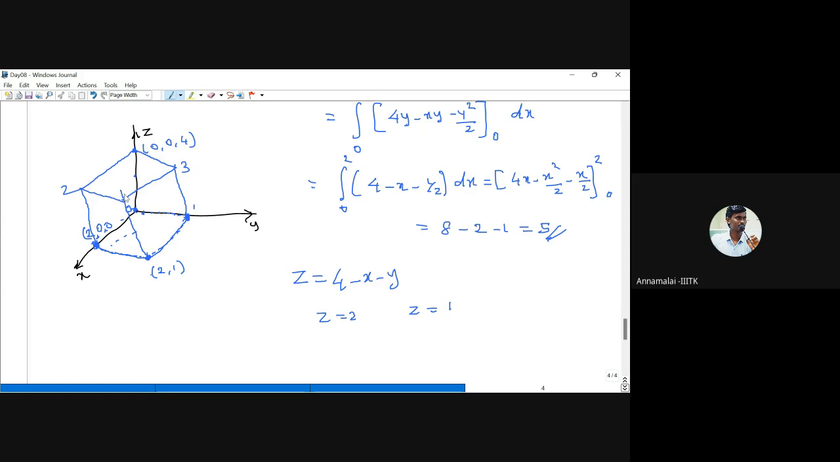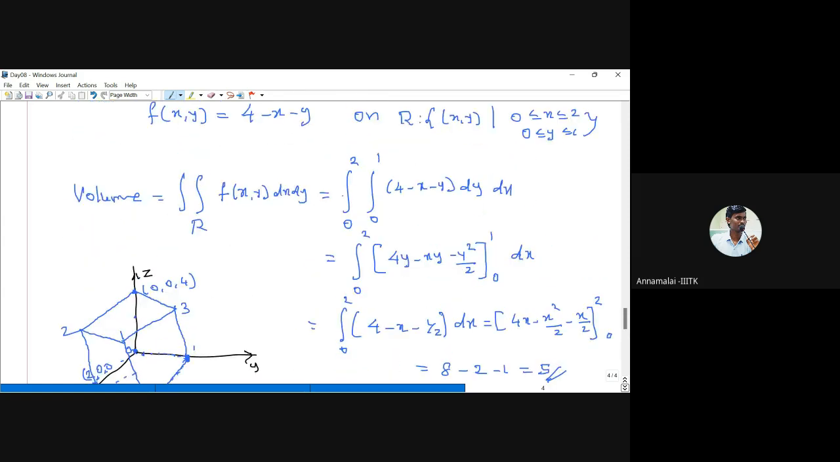So the volume of this portion is 5. Any doubt in this? You can interchange the limits also. So first you can integrate x, substitute the x range, and then you do y. Either first this or the second one, anything you can do.